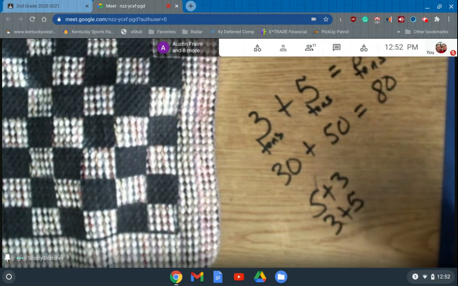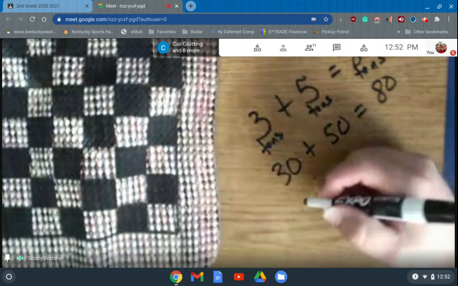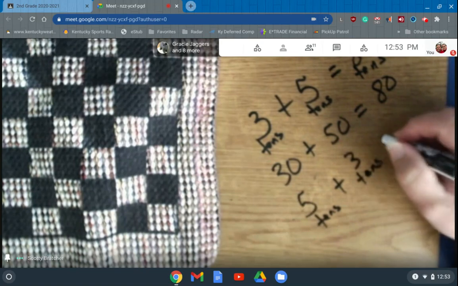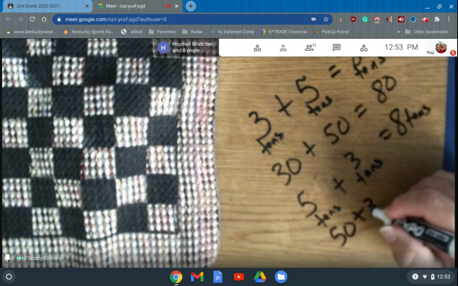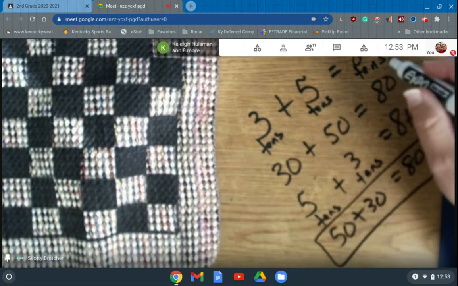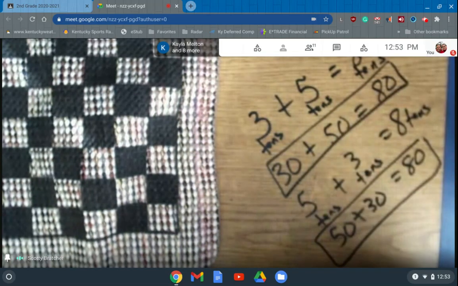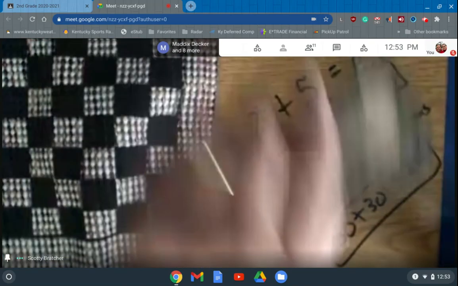So these are exactly the same. So if I'm thinking like Callie was thinking, she would be thinking 5 tens plus 3 tens equals 8 tens. So that's 50 plus 30 equals 80. So this and this, I'm just flipping it around, right? And they equal exactly the same thing. Same thinking, just written the opposite way. All right? You're all doing great.